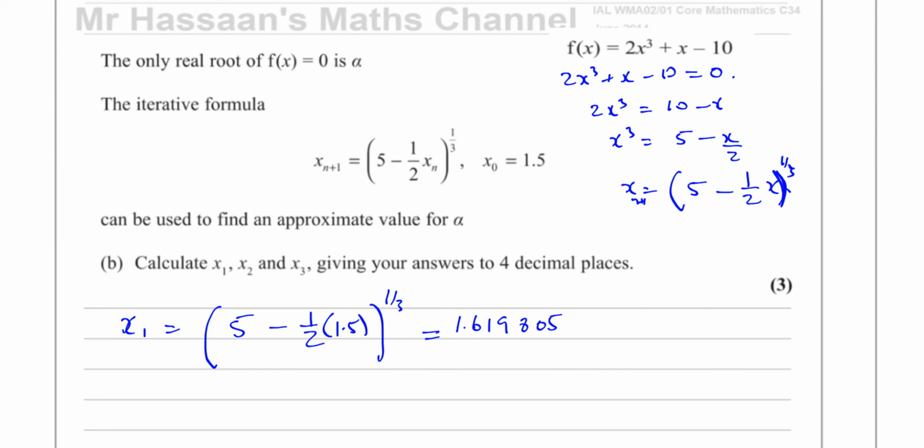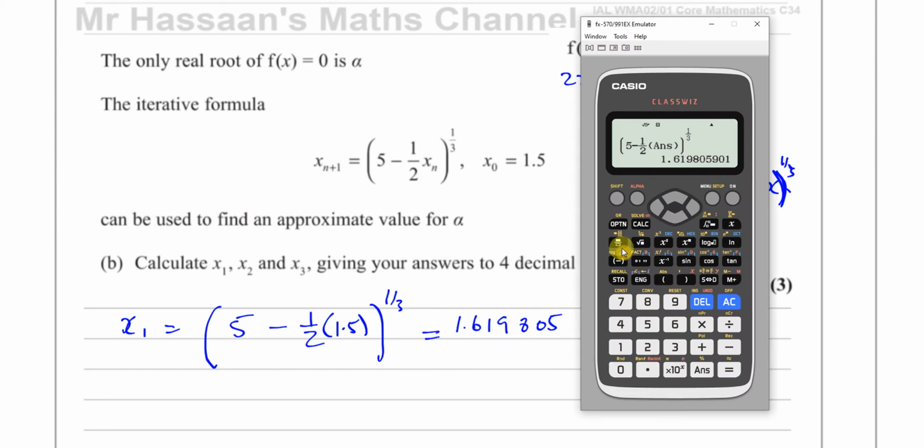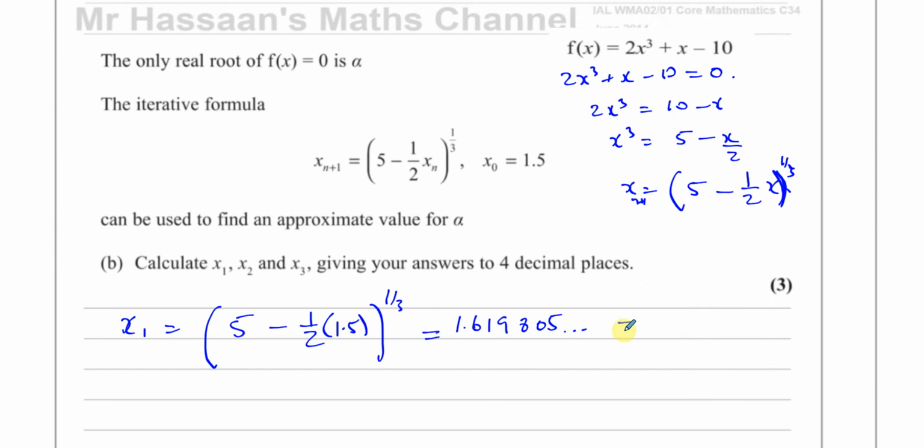1.619805. It continues on like that, so I'll round it to 4 decimal places. If I do it to 4 decimal places, that's going to stop there. So that's going to give me 1.6198.